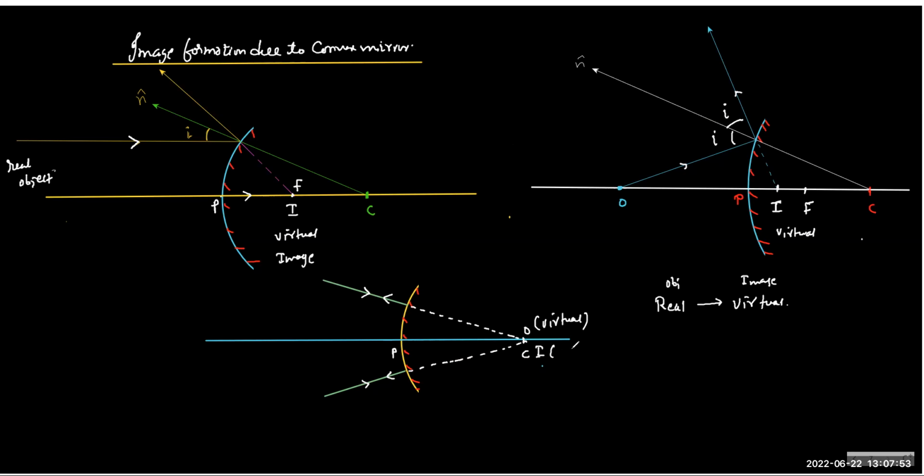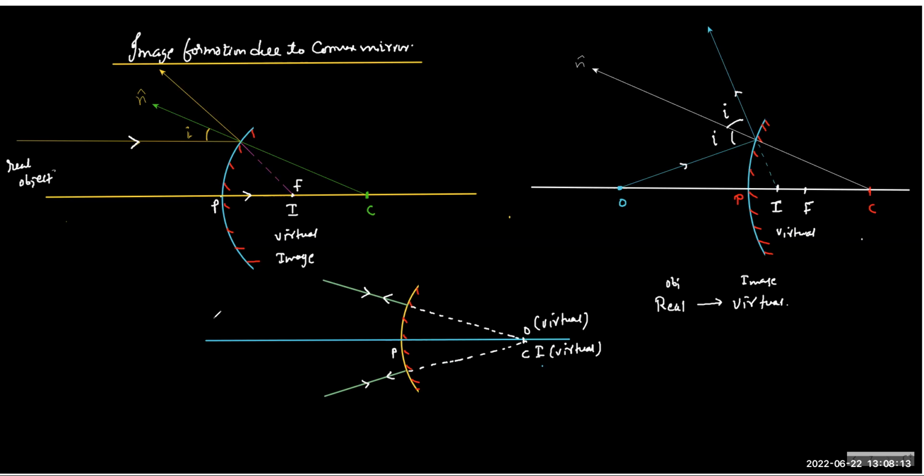Why? Sir, I didn't understand virtual. Oh, the meaning of virtual, yes. Sir, understood. See, if the object is at C, the image must be at C. Yes, sir. And here the object is virtual because the incident ray is converging, and our image is virtual because the reflected ray is diverging.